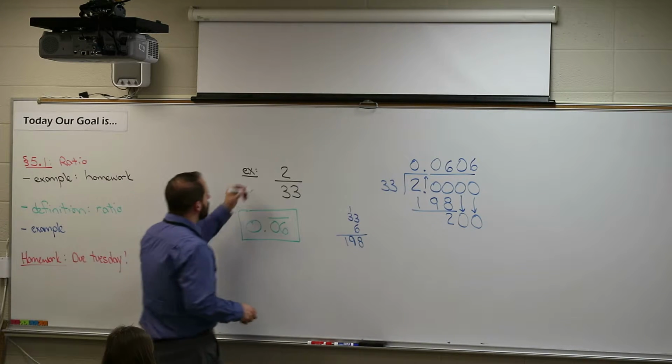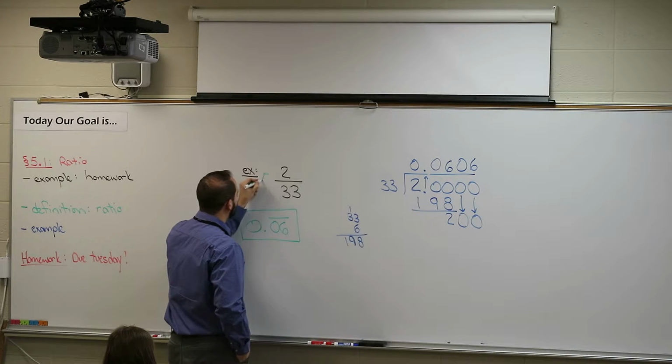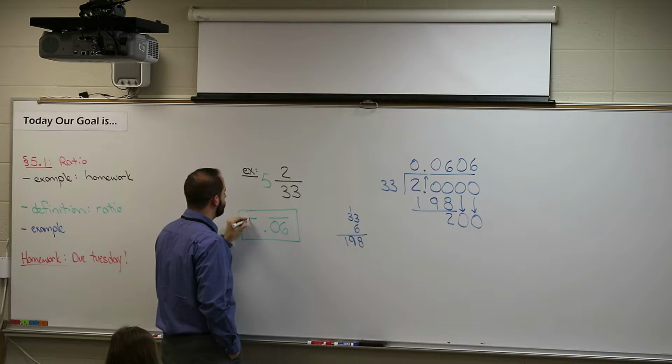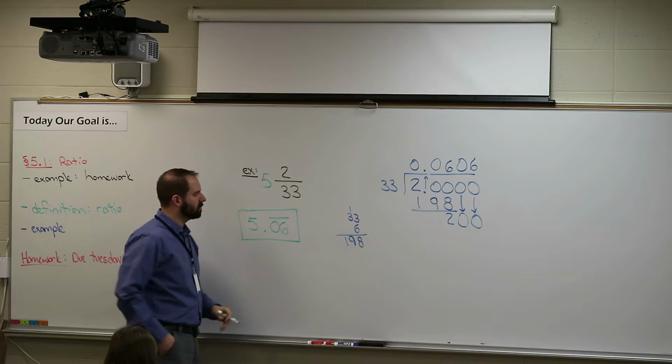Question? If you have a number out in front of the decimal, isn't that supposed to go with it? Yeah, so make up some random number. 5. Put a 5 out there, the 5 will go here. That's all it is. If it's a whole number out front, that's the big number out front of the decimal.